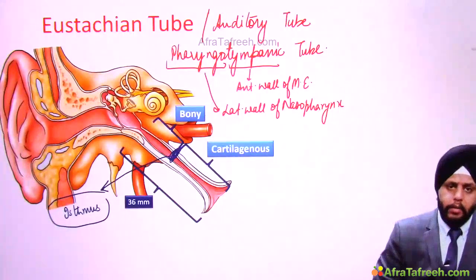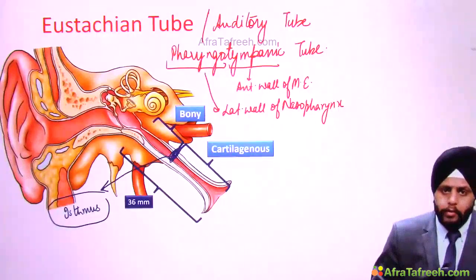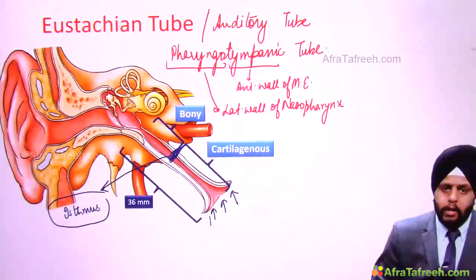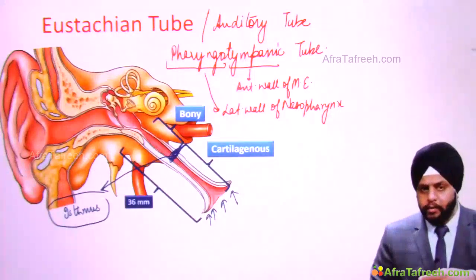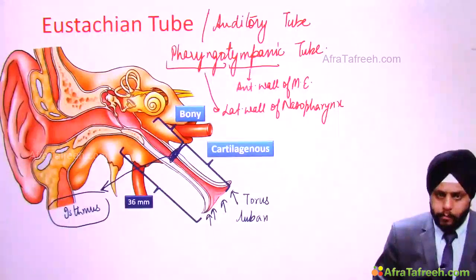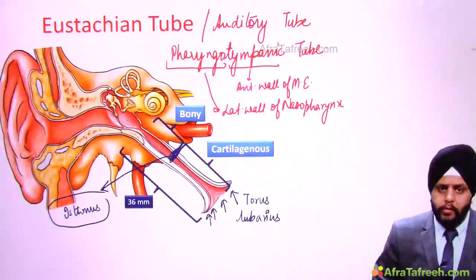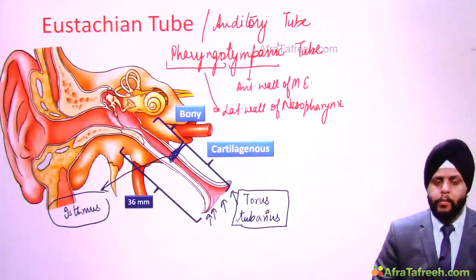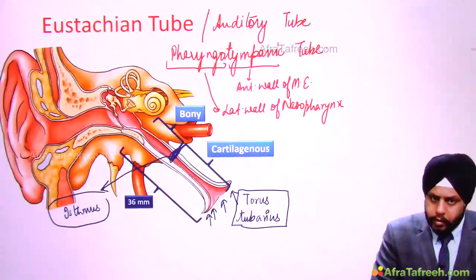Also remember, this cartilaginous end of Eustachian tube slightly protrudes into the nasopharynx. Okay, so this cartilaginous end of Eustachian tube over there is known as torus tubarius. So what is torus tubarius? Torus tubarius is the cartilaginous end of Eustachian tube which is protruding into the nasopharynx.